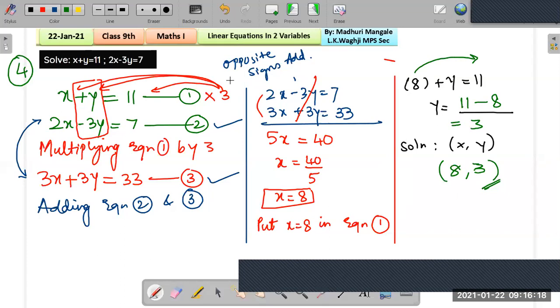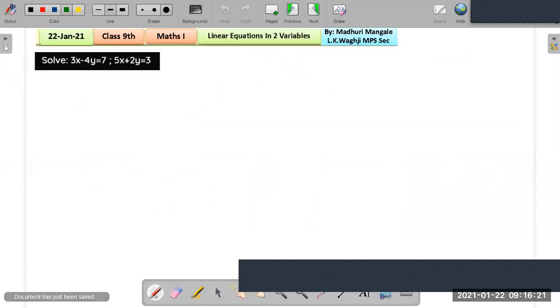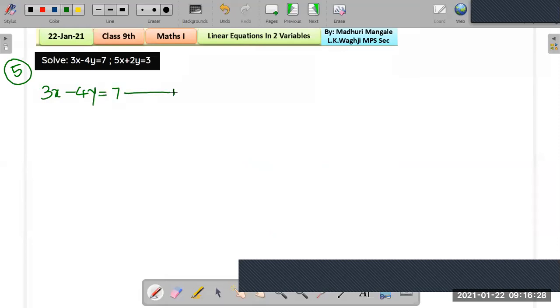Fine. We move to the next question, question number 5 now. And I guess you all have already started solving it. So 3x minus 4y equals to 7. This is the first equation. And 5x plus 2y equals to 3. This is the second equation. We are comparing the coefficients of x and the coefficients of y. Now to make the coefficients of x the same, we have to multiply the first equation by 5 and the second equation by 3. But why work on two equations?